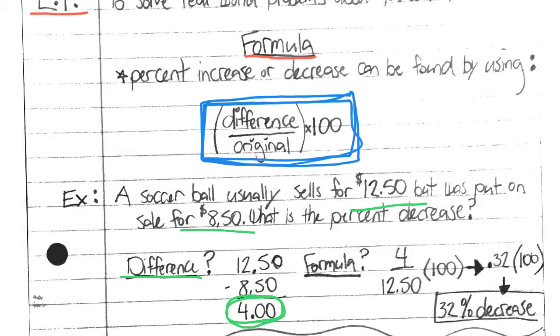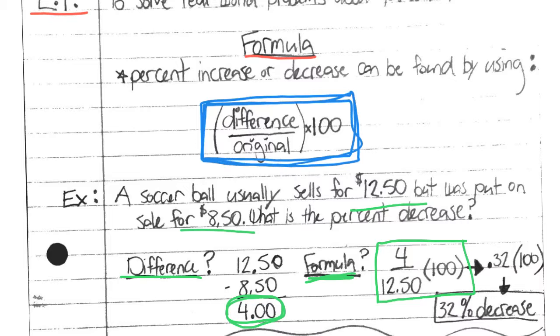Now that we know the difference and we also know the original, which was $12.50, we can go ahead and plug all of this into our formula. So it will look like this: 4, which is my difference, over $12.50, which is divided by $12.50, and all of that times 100. So I plugged it into a calculator. We're going to cheat a little bit on these. I will let you use calculator on some of the decimals.